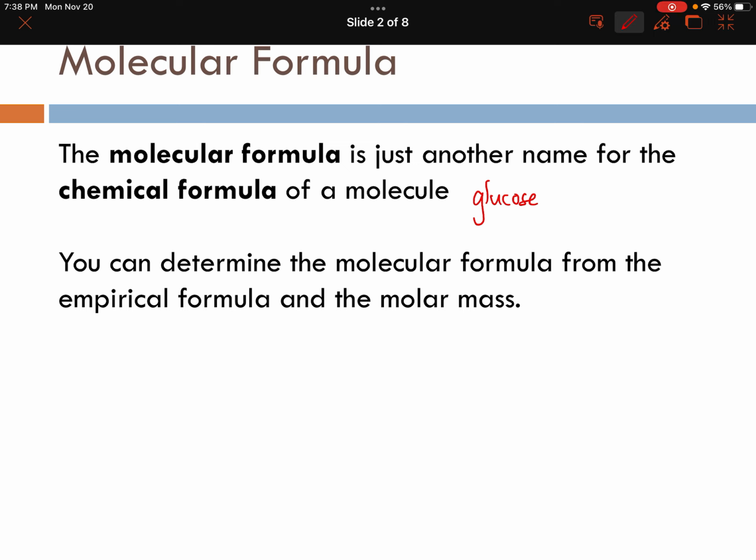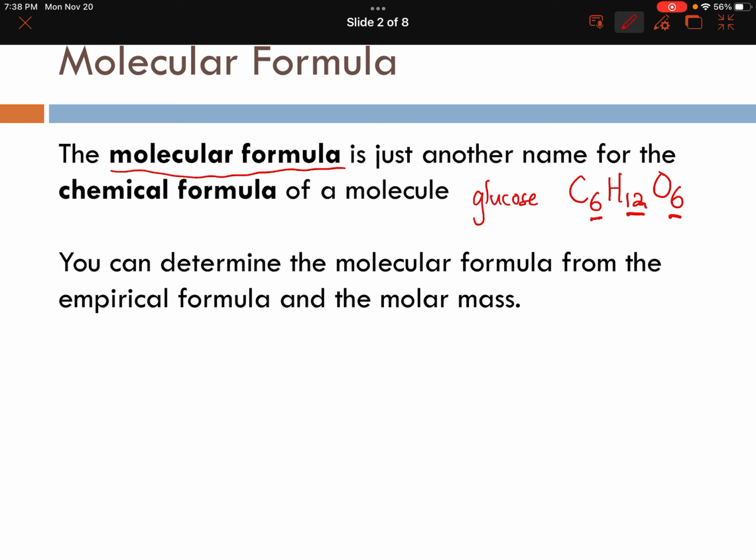It has a chemical formula of C6H12O6, and that is also its molecular formula. The molecular formula tells you how many carbons, how many hydrogens, and how many oxygens are in glucose. In this case, there's 6 carbons, 12 hydrogens, and 6 oxygens. Today we're going to learn how do we actually create a molecular formula.